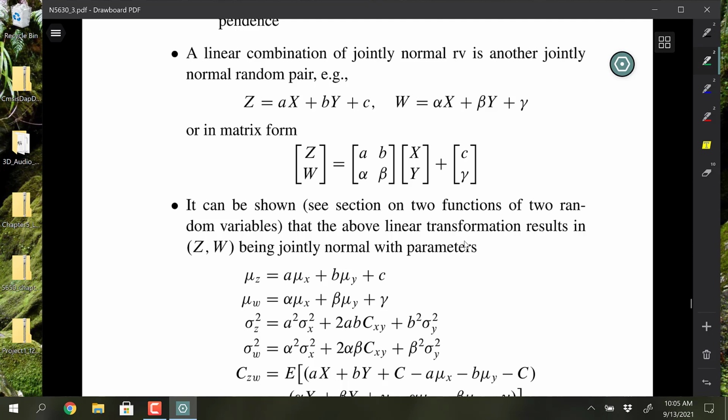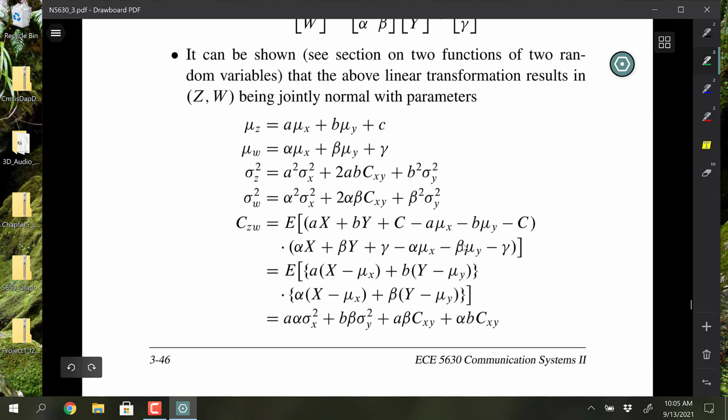And then there's also two other constants that control the possibility of a mean shift, c and gamma. So this is sort of a generalized problem. And this just says you can go ahead and start digging into that and saying what's going to be the mean on z, what's going to be the mean on w, what's going to be the variance on z, w, and then what's going to be the covariance between z and w.